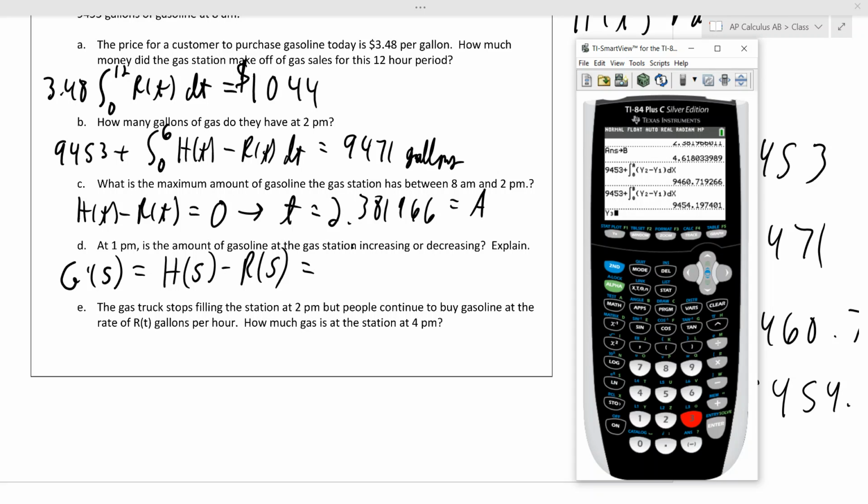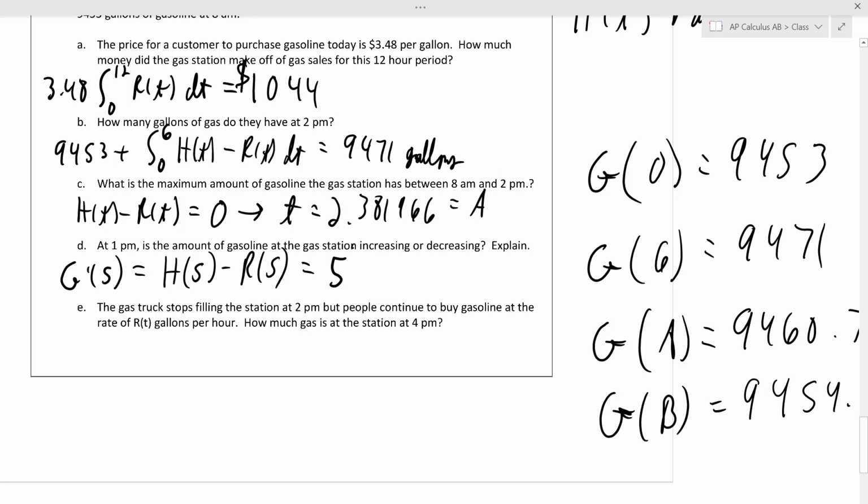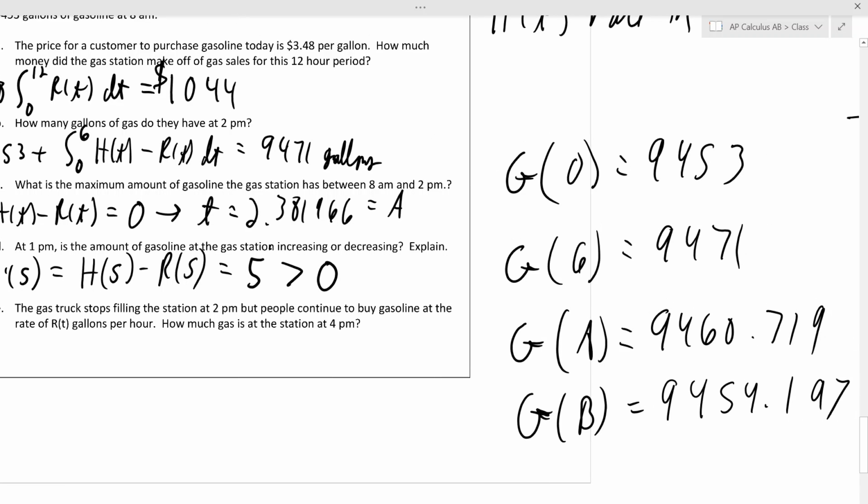So Y3 already was our rate in minus our rate out. I put that in there already. Okay. I'm very upset. It's 5. Now, because it's greater than 0, the amount of gas is increasing.